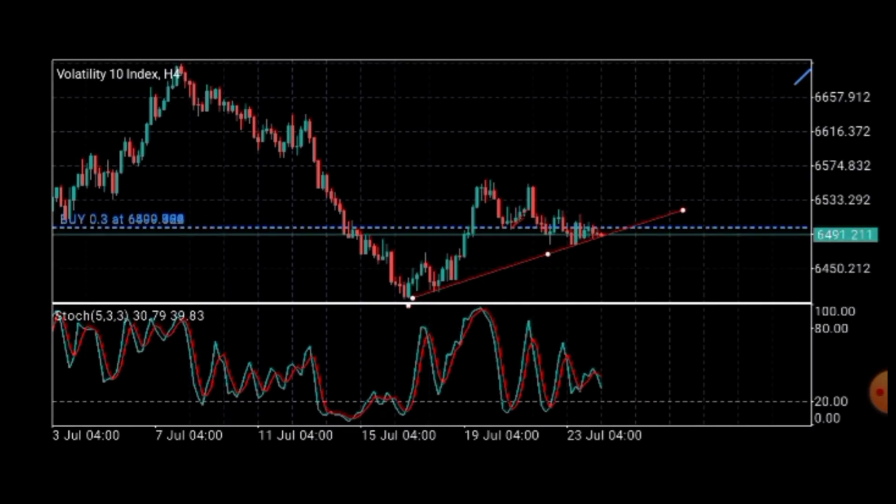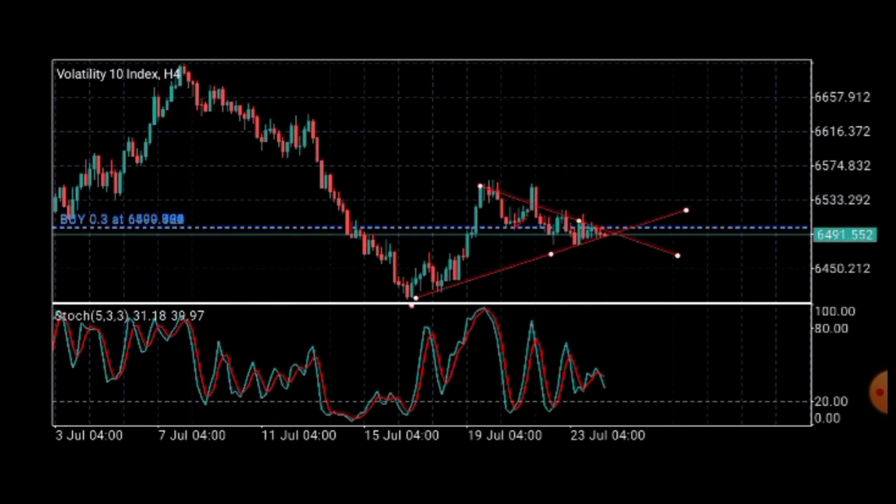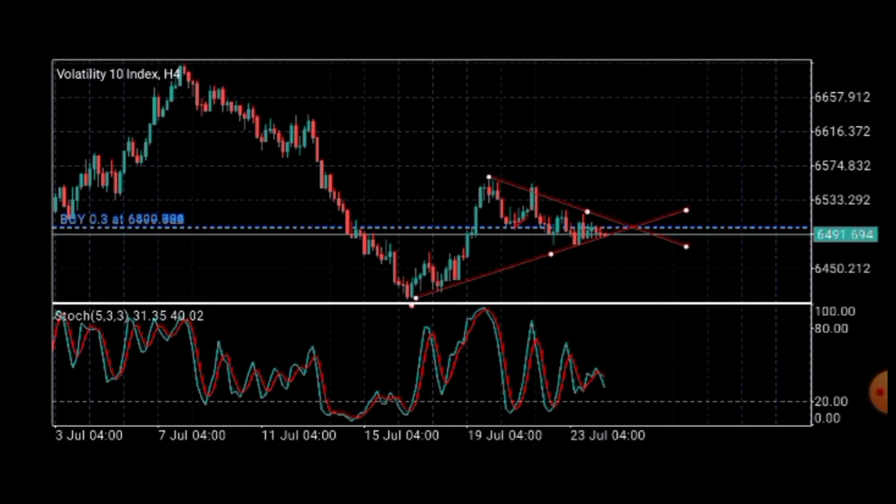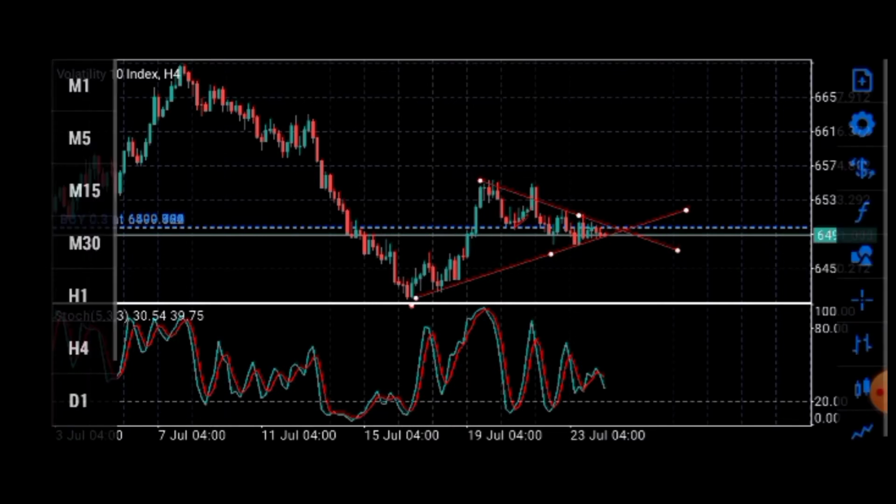Okay, now let's look at this. If I connect this other point here too, now can you see something right there? Now what are we waiting for right here? We're expecting a breakout, right? Now we are expecting a breakout. Then now there's something that you need to do here.